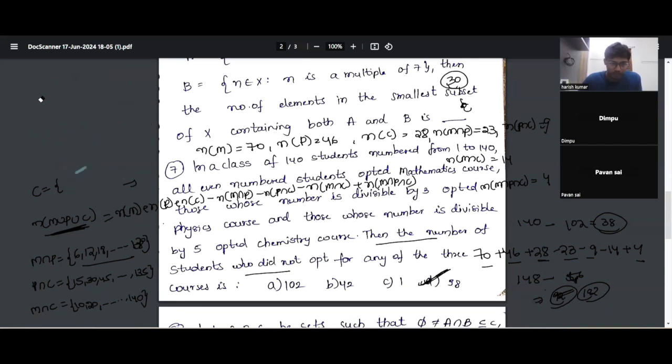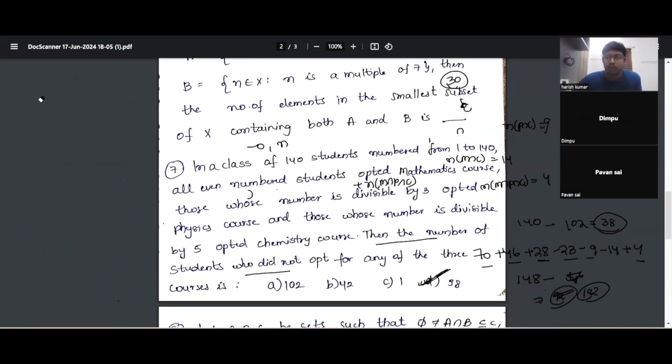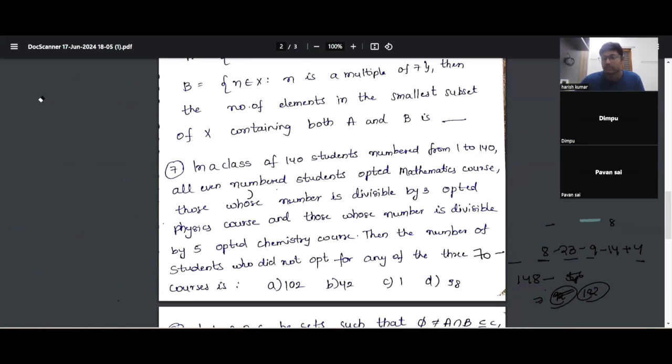Okay, so this is with the help of the formula. Now let's say I want to do it without the help of the formula, just by simple logic, just by intuition. In that case, how are we going to do it? Because both methods are important. The universal set is 1, 2, 3, and so on up to 140. M is 2, 4, 6, and so on up to 140.